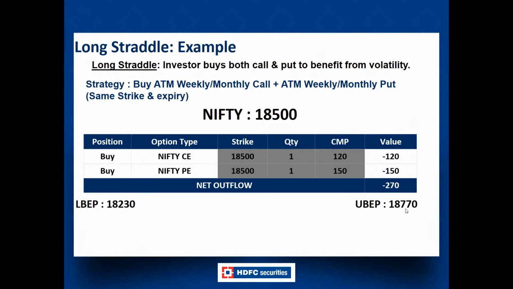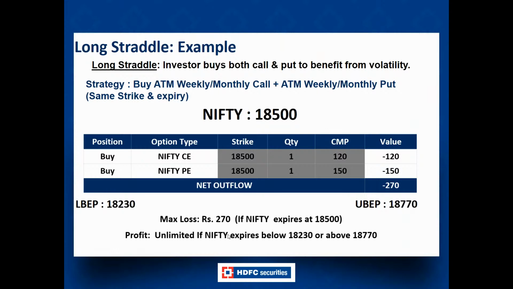So if it goes above 18,770, your profit will start, which is unlimited profit because you are a buyer of an option. So your maximum loss is 270 rupees per share if Nifty expires at 18,500 level. Then both your call and put premium would be zero, and you will be losing the full 270 rupees as premium.